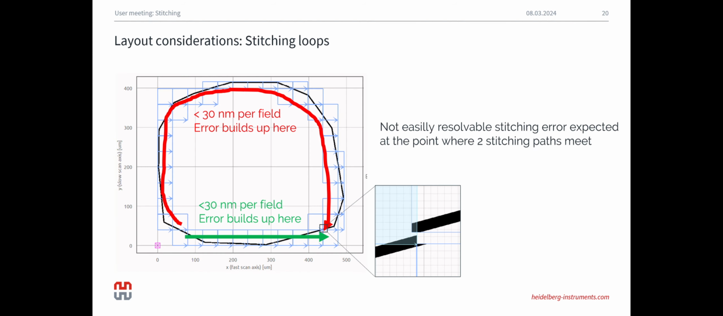Then there are also some limitations still. If you pattern a closed loop of a target, even though we have nanometer accurate stitching, after lots of fields, this error can still grow a bit. And at the point where you connect your loop, there can be a small shift.